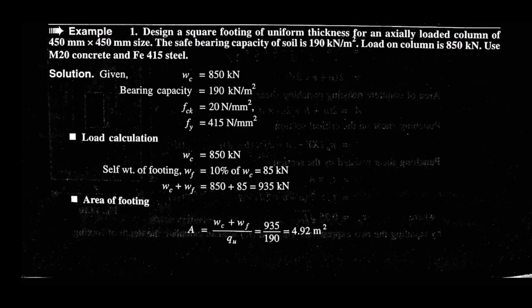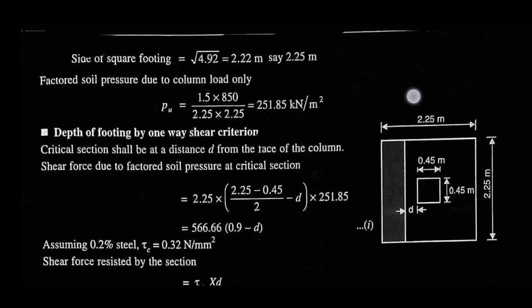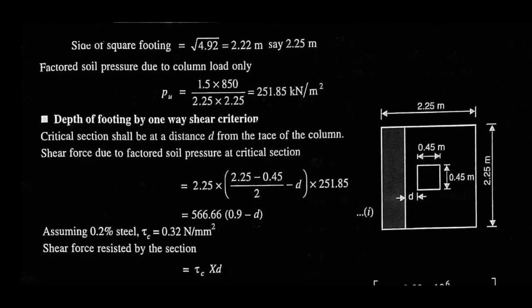So from this we can easily find out the area of footing, capital A, that is equal to (WC plus WF) by Q0, that is 935 by the bearing capacity 190, that is equal to 4.92 meter square. So side of the square footing is obviously root over of the area, root 4.92, that is equal to 2.22 meter, say 2.25 meter, we can assume it as 2.25 meter.